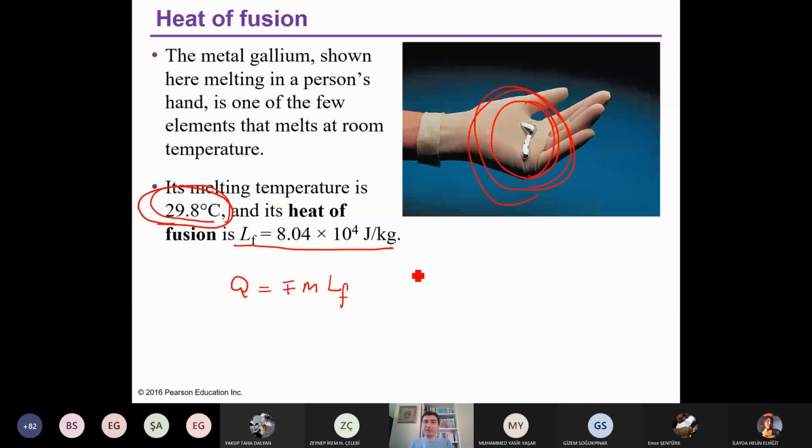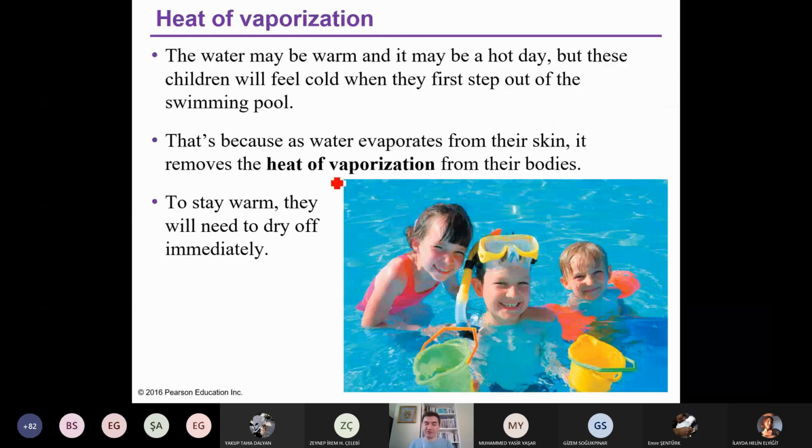And what about the heat of vaporization? Here you see 3 children, and they play in the swimming pool. Just consider that the water is warm and the air conditions are also very good, let's say. Just consider a hot day. But when these children step out of the swimming pool, they will feel cold.